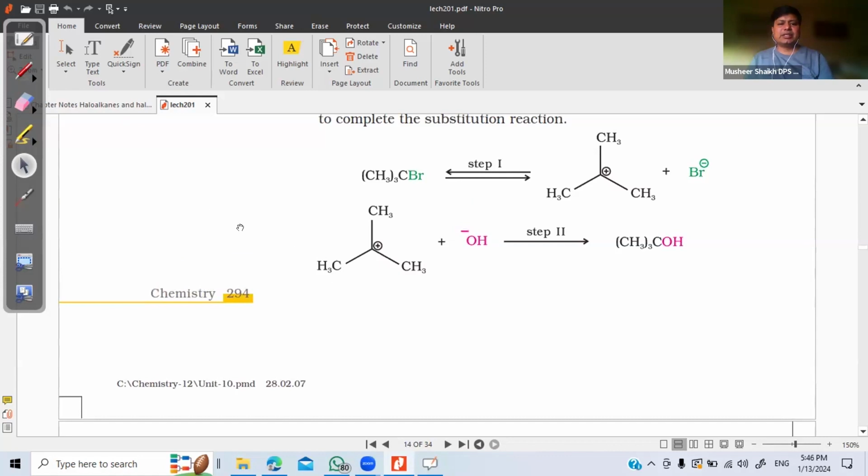In the SN1 mechanism, one hint is that a carbocation is formed.